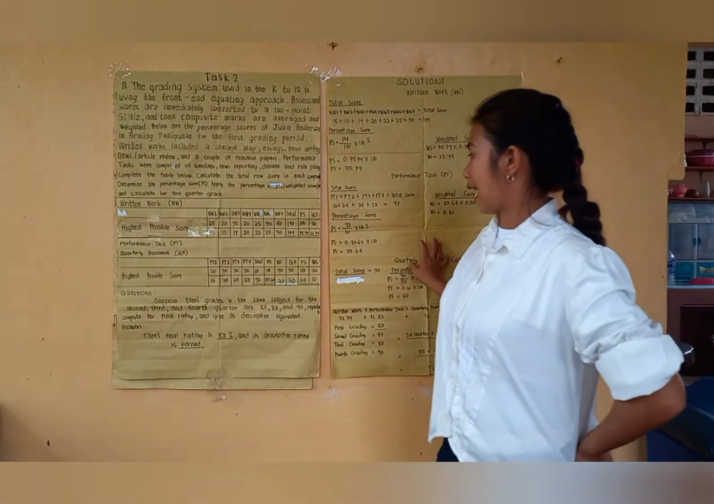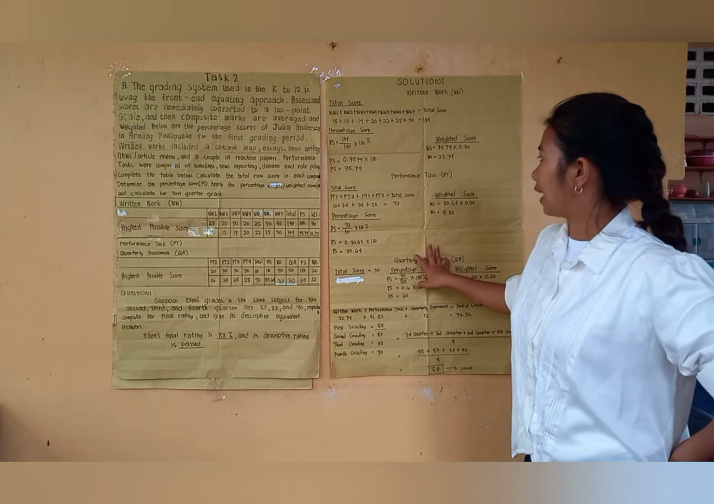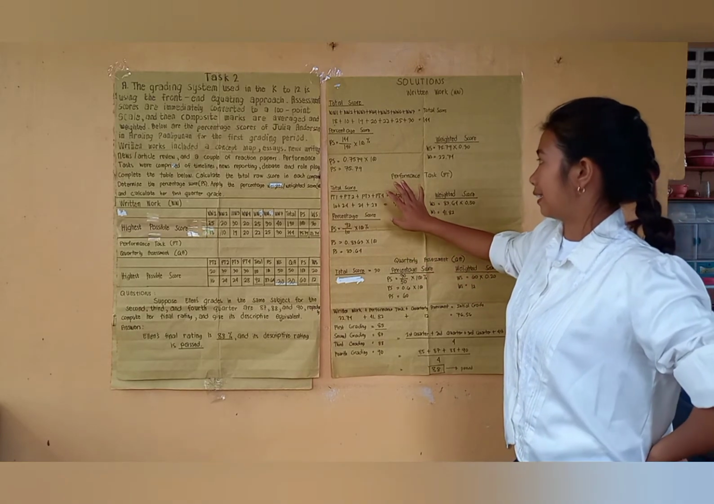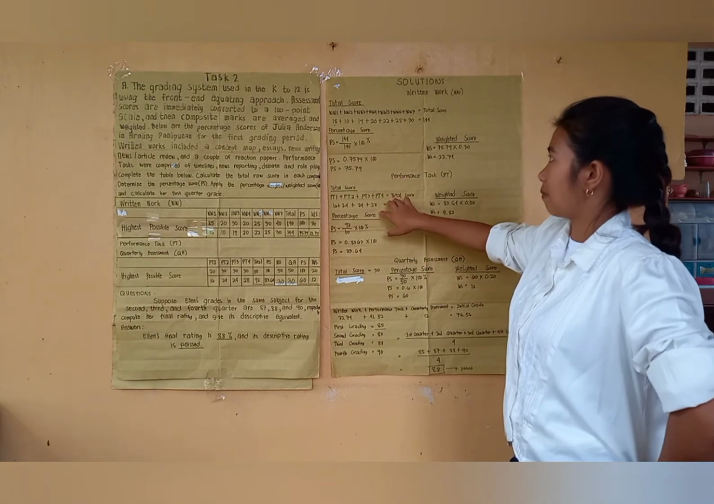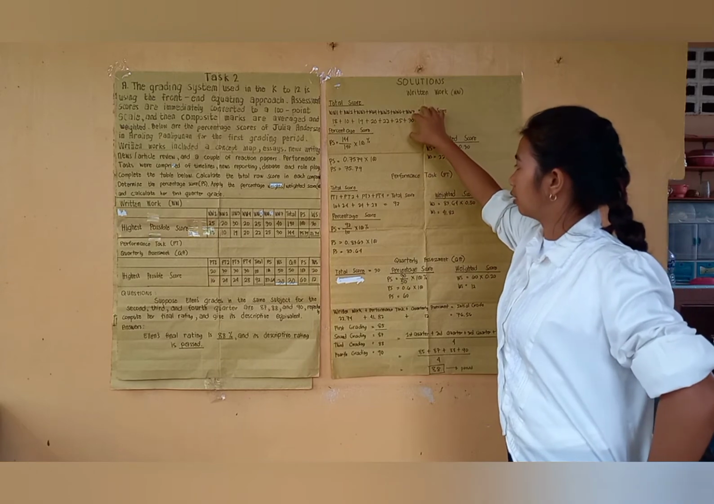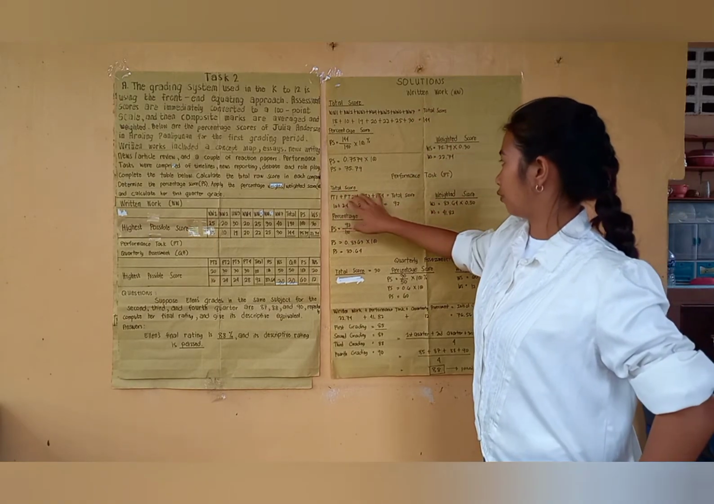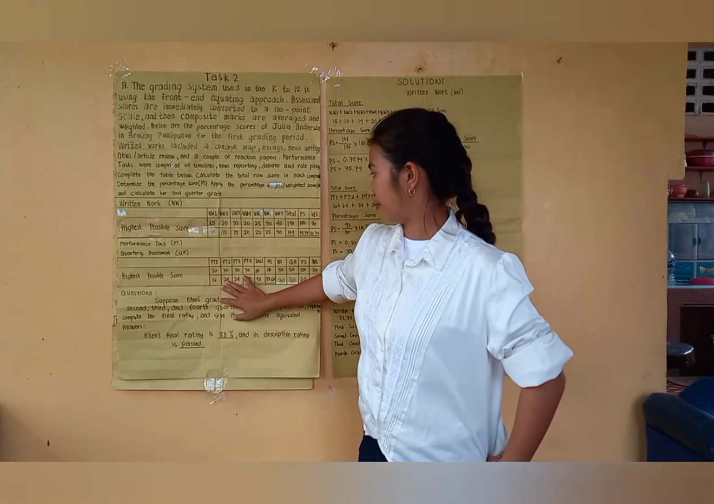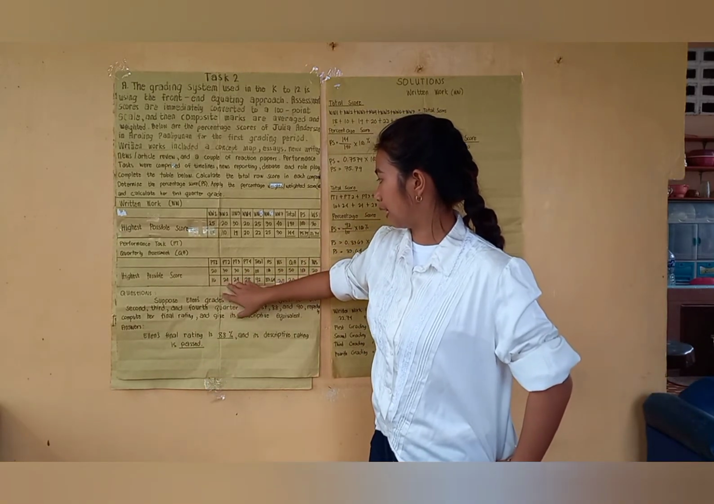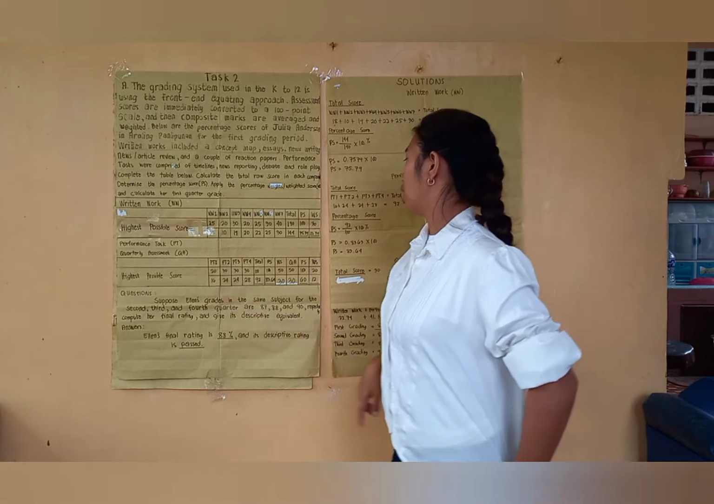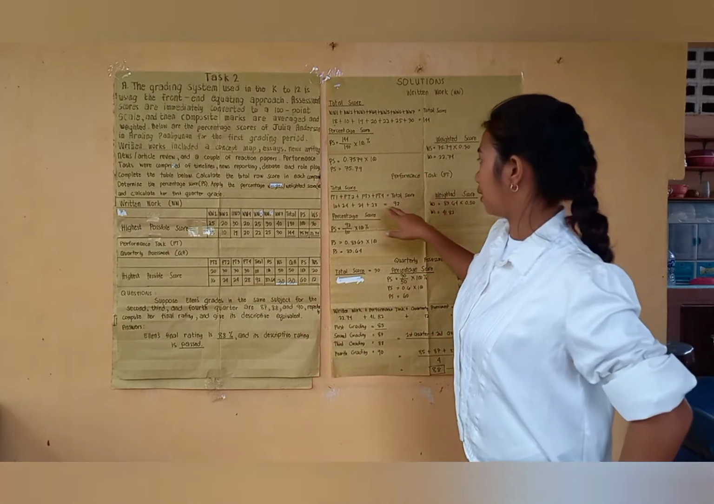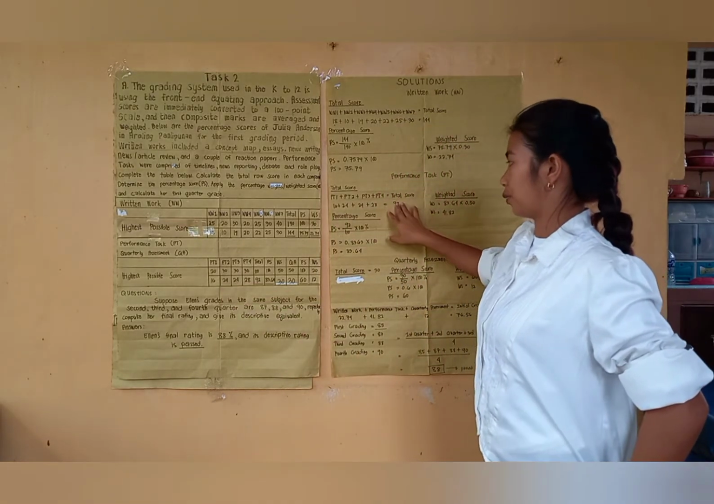And performance task. Find the total score of performance tasks. It's the same as in written work. We add the performance task 1 to 4. Here, we add the PT1, PT2, PT3, PT4. So, to add them, it results 92.